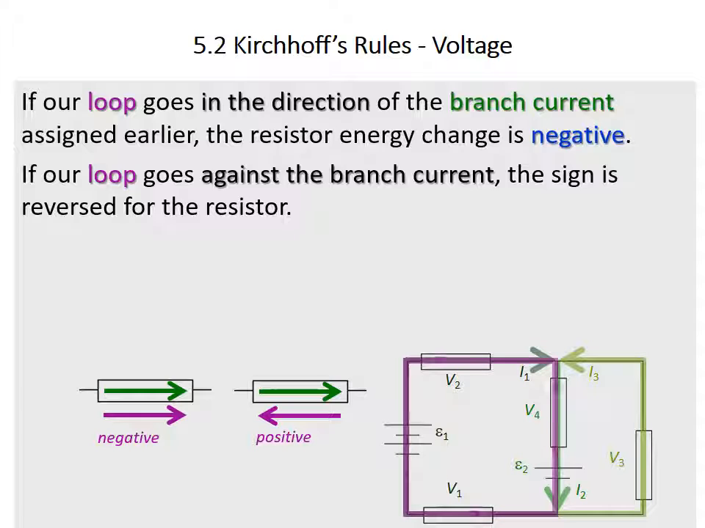So we can see for V1, is it positive or negative? It's a negative voltage drop. For V2, positive or negative? It's a negative voltage drop. And for V4, is it positive or negative? It is a negative voltage drop.